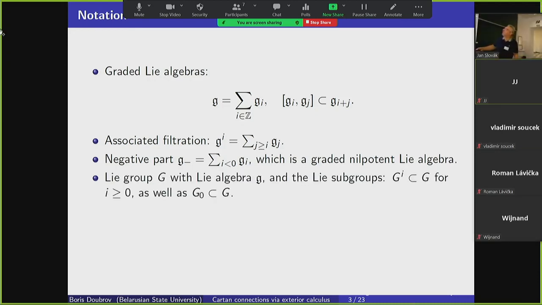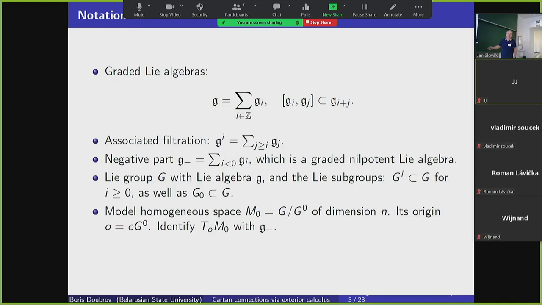Yeah, thank you. So then, by capital G, I'll denote the Lie group with the Lie algebra g and some subgroups. So in particular, if i is positive, then this filtration is also a Lie algebra, so we'll have a subalgebra, then we'll have subgroups. And another important subgroup will be G0.